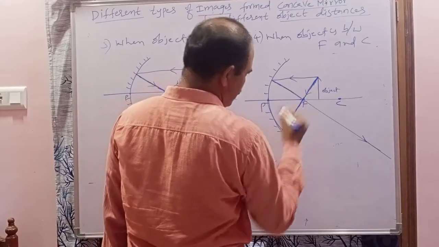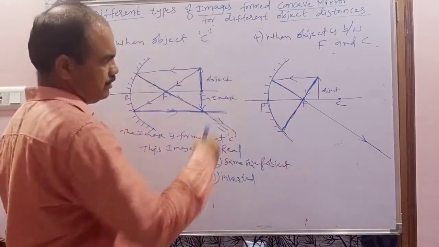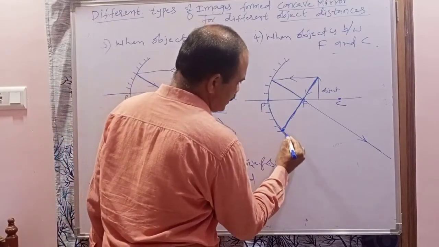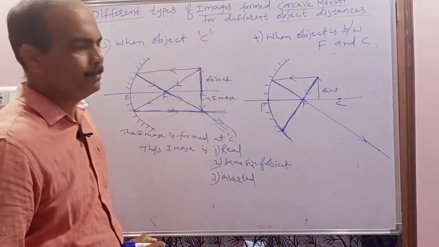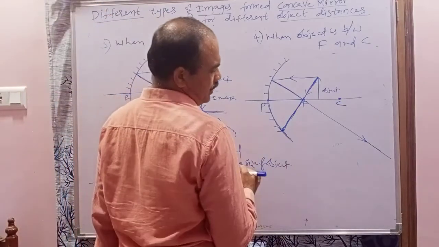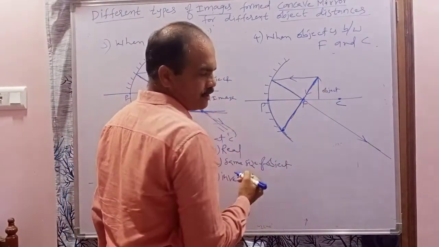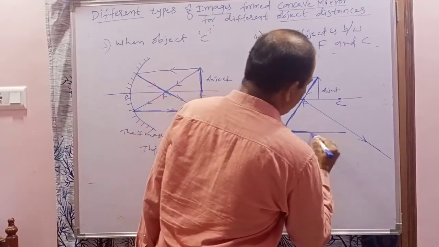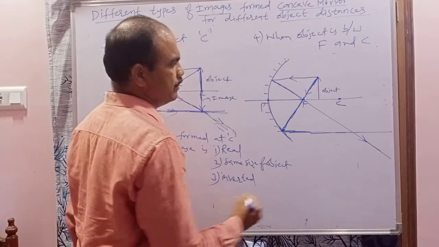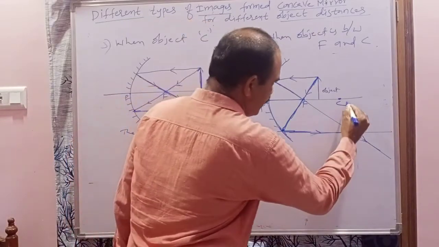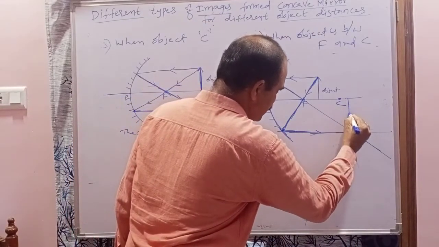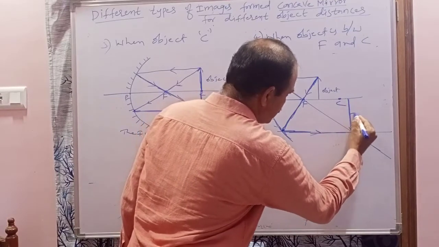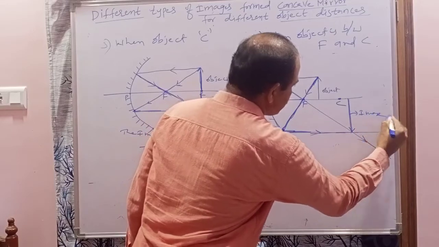There is no scale, that's why they cannot be straight. So after incidenting on this concave mirror, what happened? If the incident ray passes through the focus, after reflection it is parallel to the principal axis. So now where is the image formed? The image is formed beyond C. This is the image.